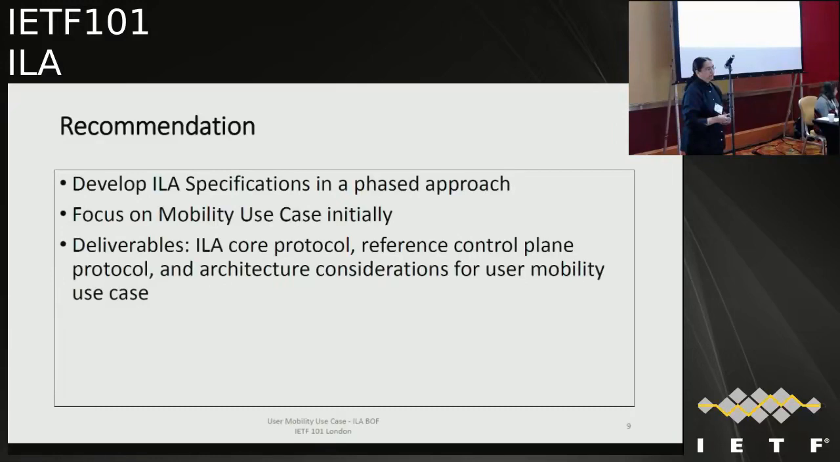So what we would like to do is our focus is the mobility use case. So we would suggest that the ILA specifications, even though there are 3 use cases, be done in a phased approach, focusing on the mobility use case. The deliverables would be the ILA core protocol, and we need some reference control plane protocol that can be used to develop the APIs necessary to connect to the services-based architecture, and the architecture considerations for the mobility use case, like what we talked about here.